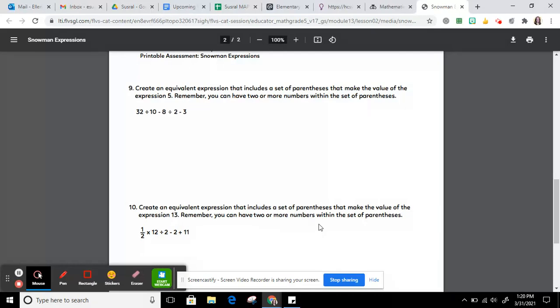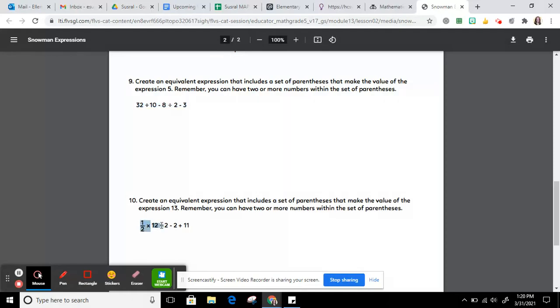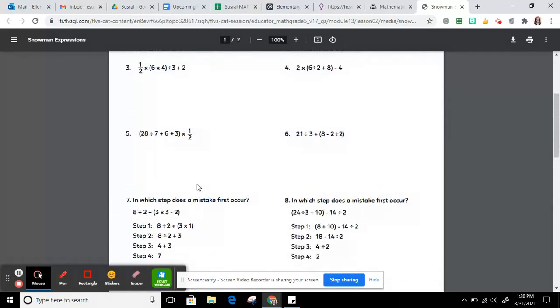So number 9, this expression right here, 32 divided by 10 minus 8 divided by 2 minus 3, we need that to equal 5. So we're going to put parentheses around a group of numbers to make that expression correct, to make that expression equal to 5. And then for number 10, you're doing the same thing. We need 1/2 times 12 divided by 2 minus 2 plus 11. We need that expression to equal 13. So we're going to put parentheses around a group of numbers so that when we solve this equation, it equals 13. So as I said, we're going to do some of these problems together.